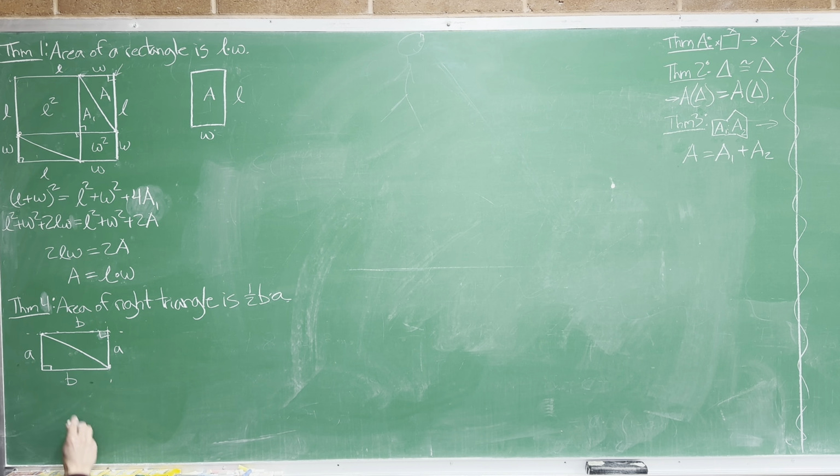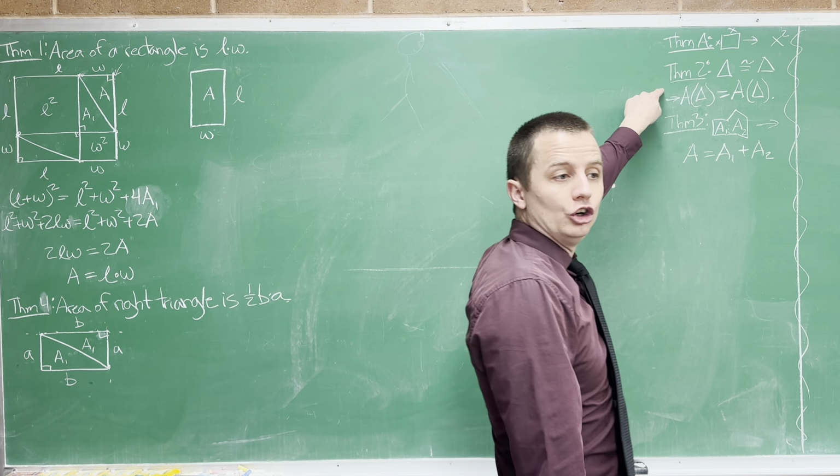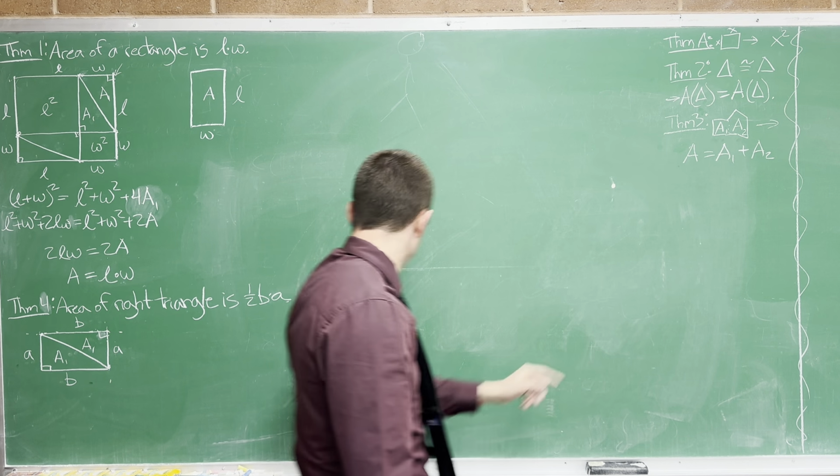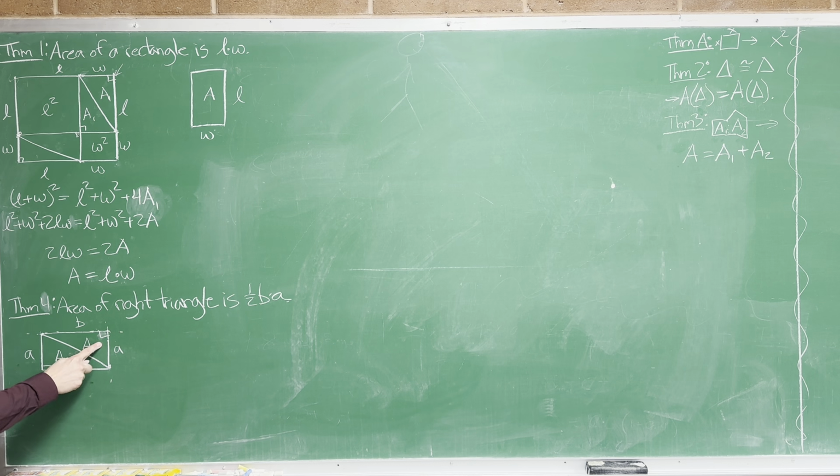So what's the area? Maybe we'll call this area right here A1. Now what's the area of this piece right here? Also A1. How do you know it's also A1? By Theorem 2, congruent triangles have the same area. This triangle is congruent to this triangle by side, angle, side. So this triangle and this triangle have the same area.